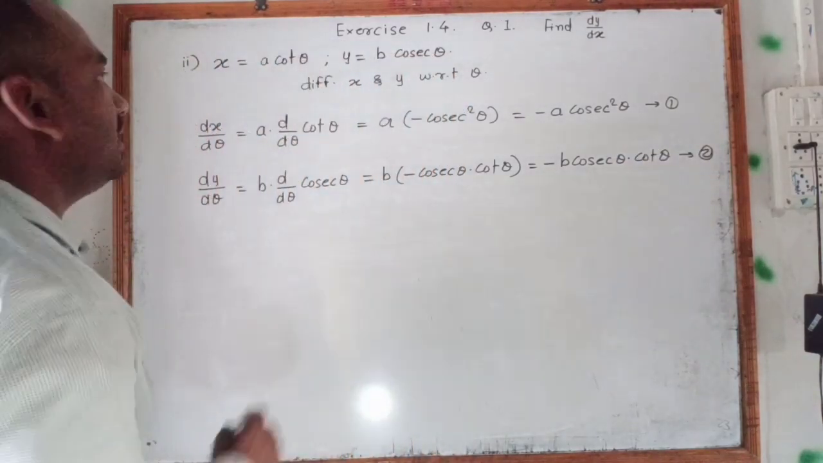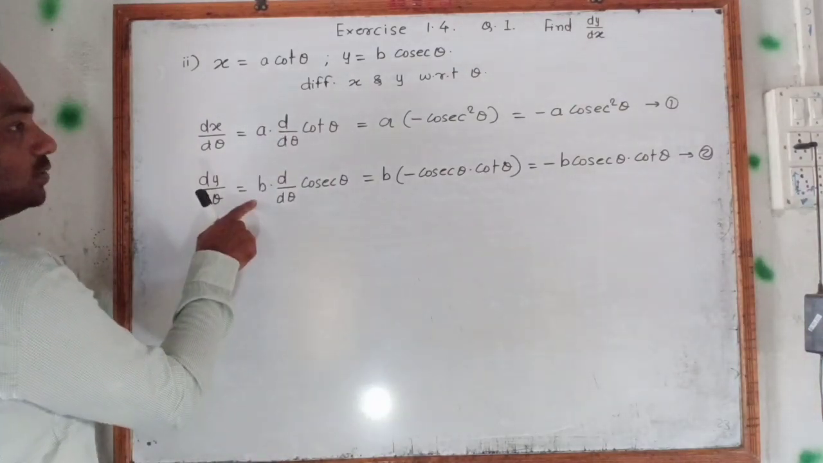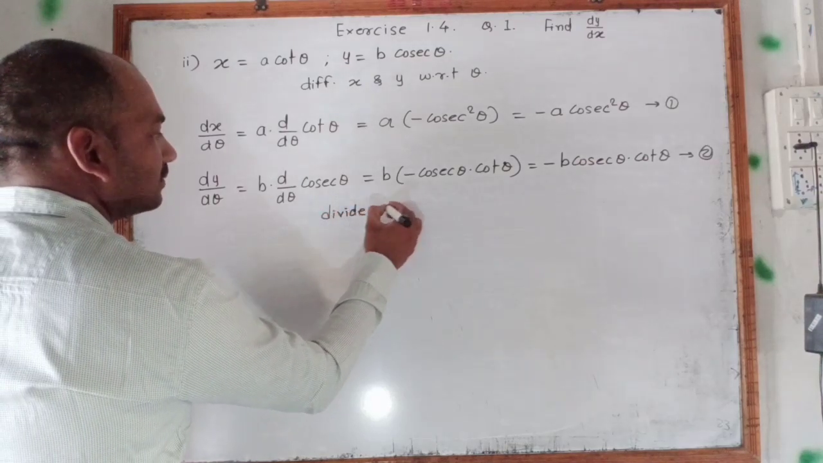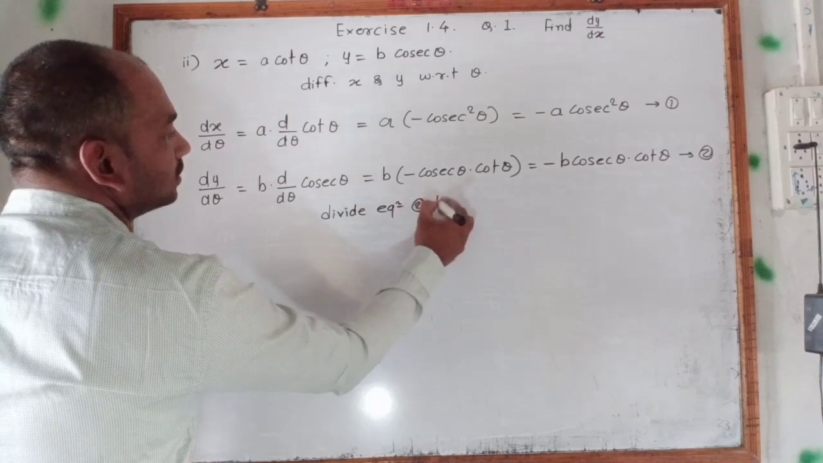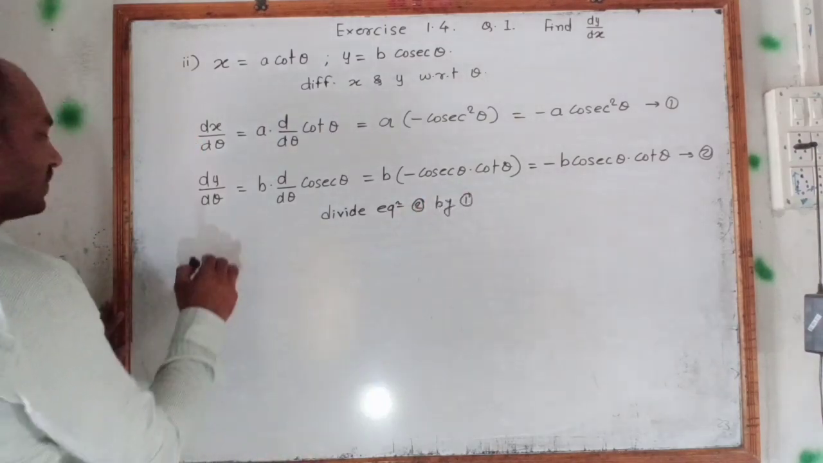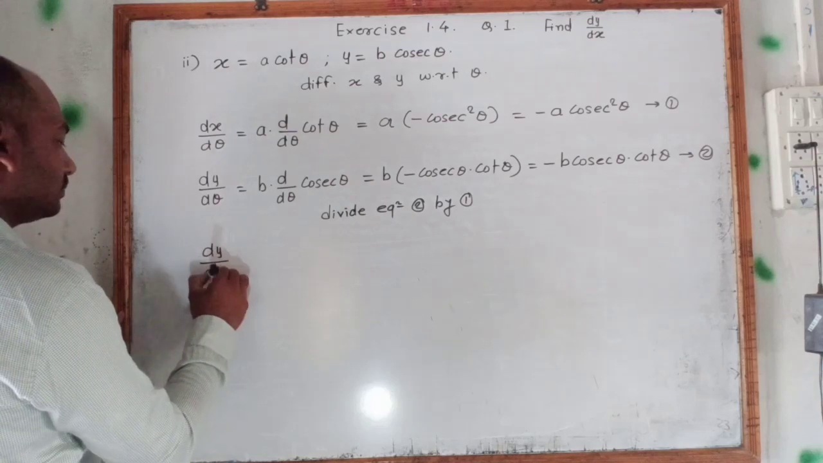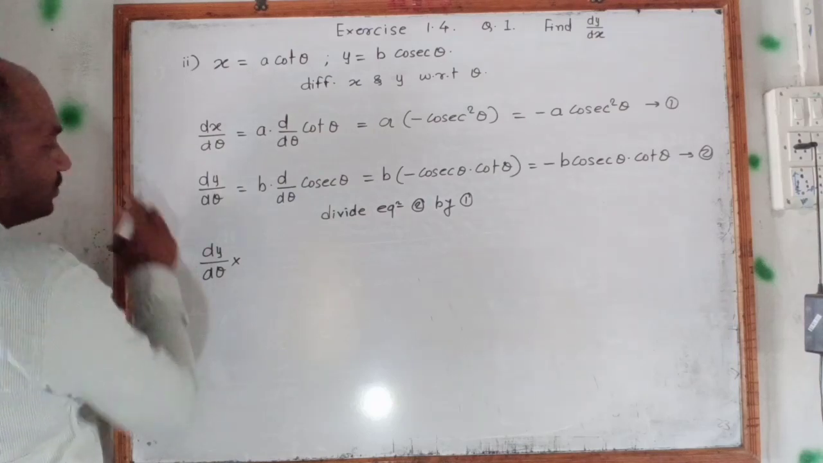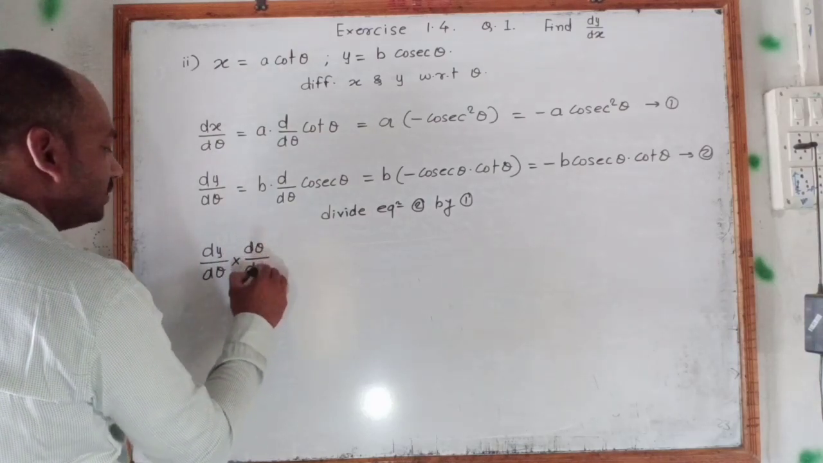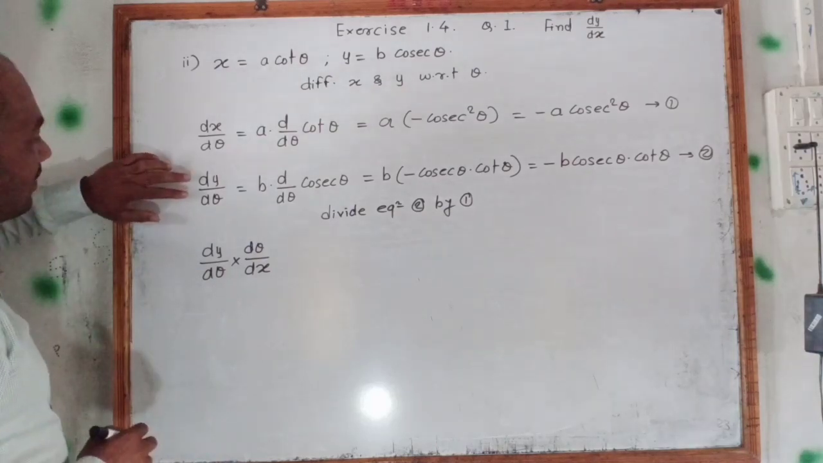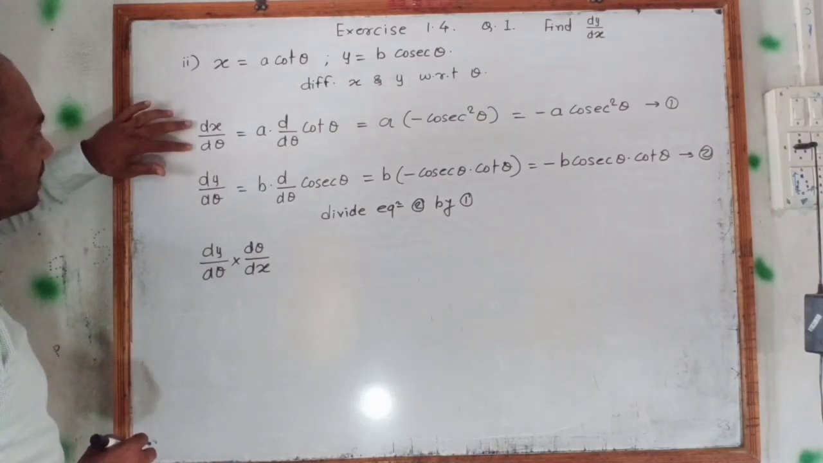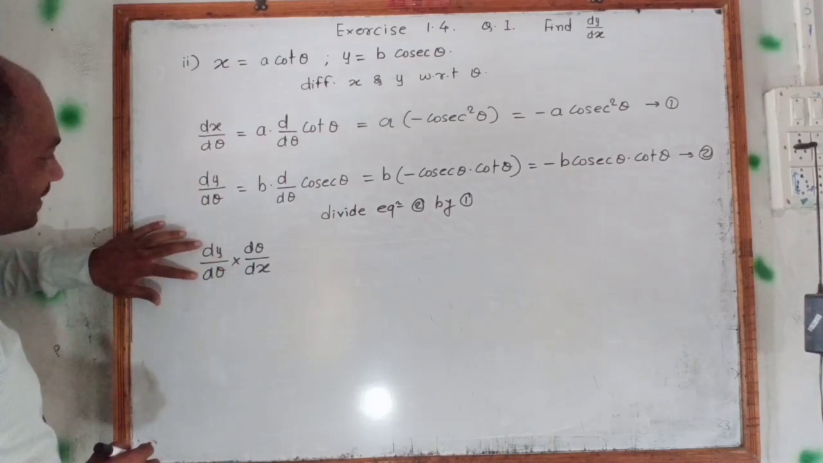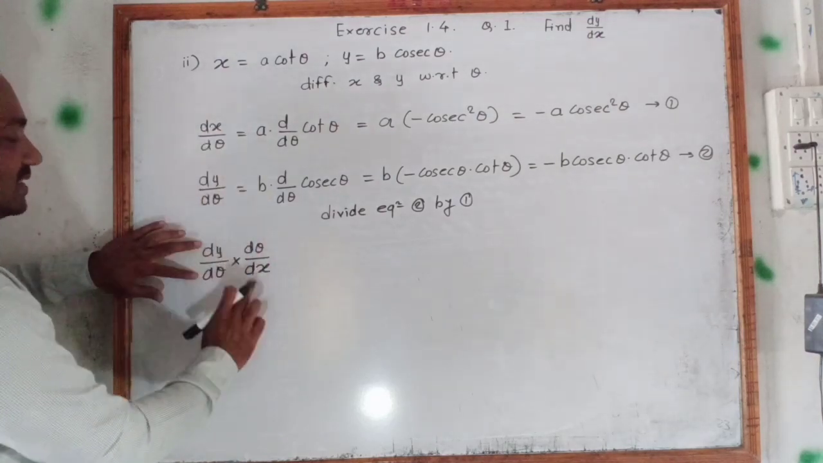Now see, we have to find dy upon dx, so we should divide equation 2 by equation 1. So dy upon d theta, we write in multiplication by taking the inverse of the other part, that is d theta upon dx. We divide this term by this term, but we write it in the form of multiplication. First term I write as it is, and for the second term its inverse is taken.